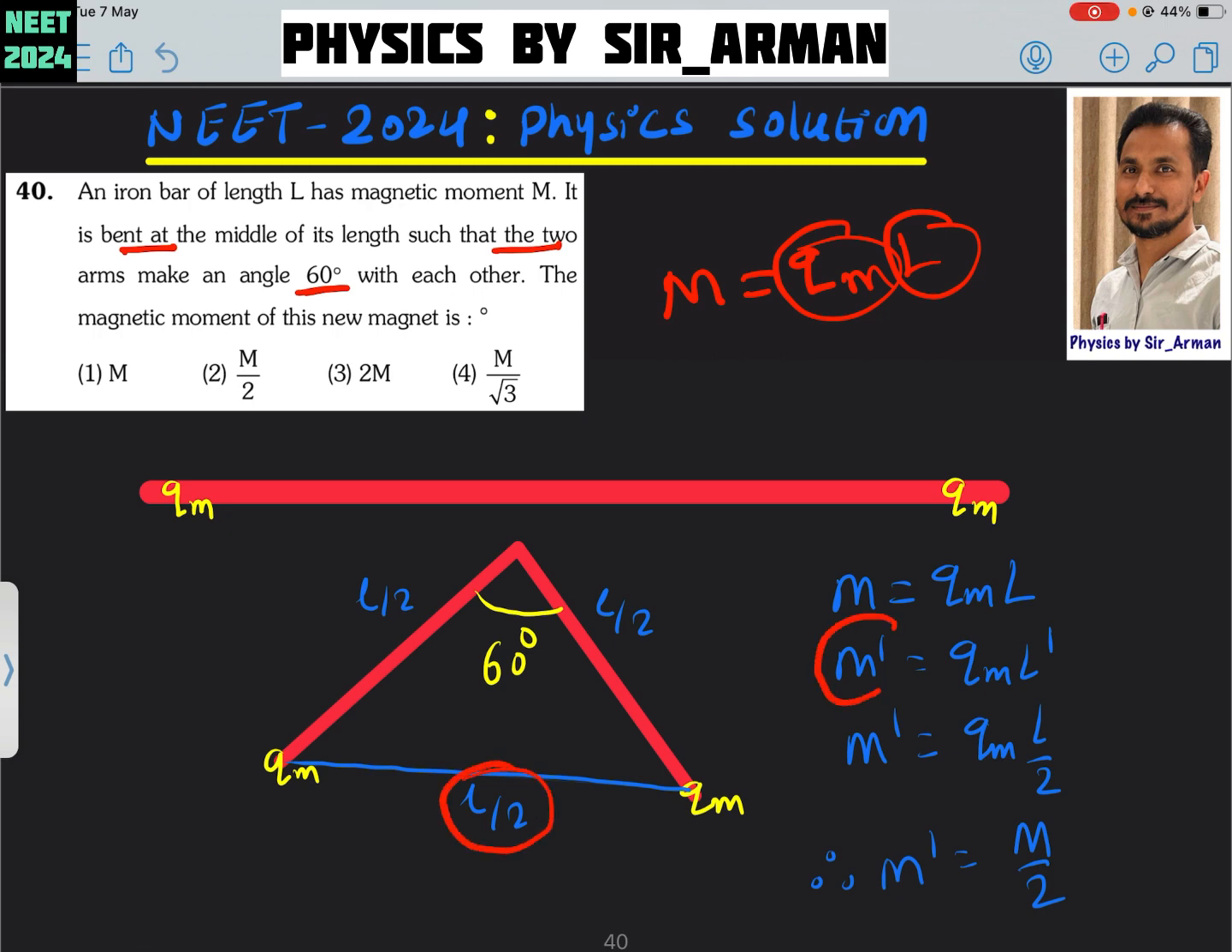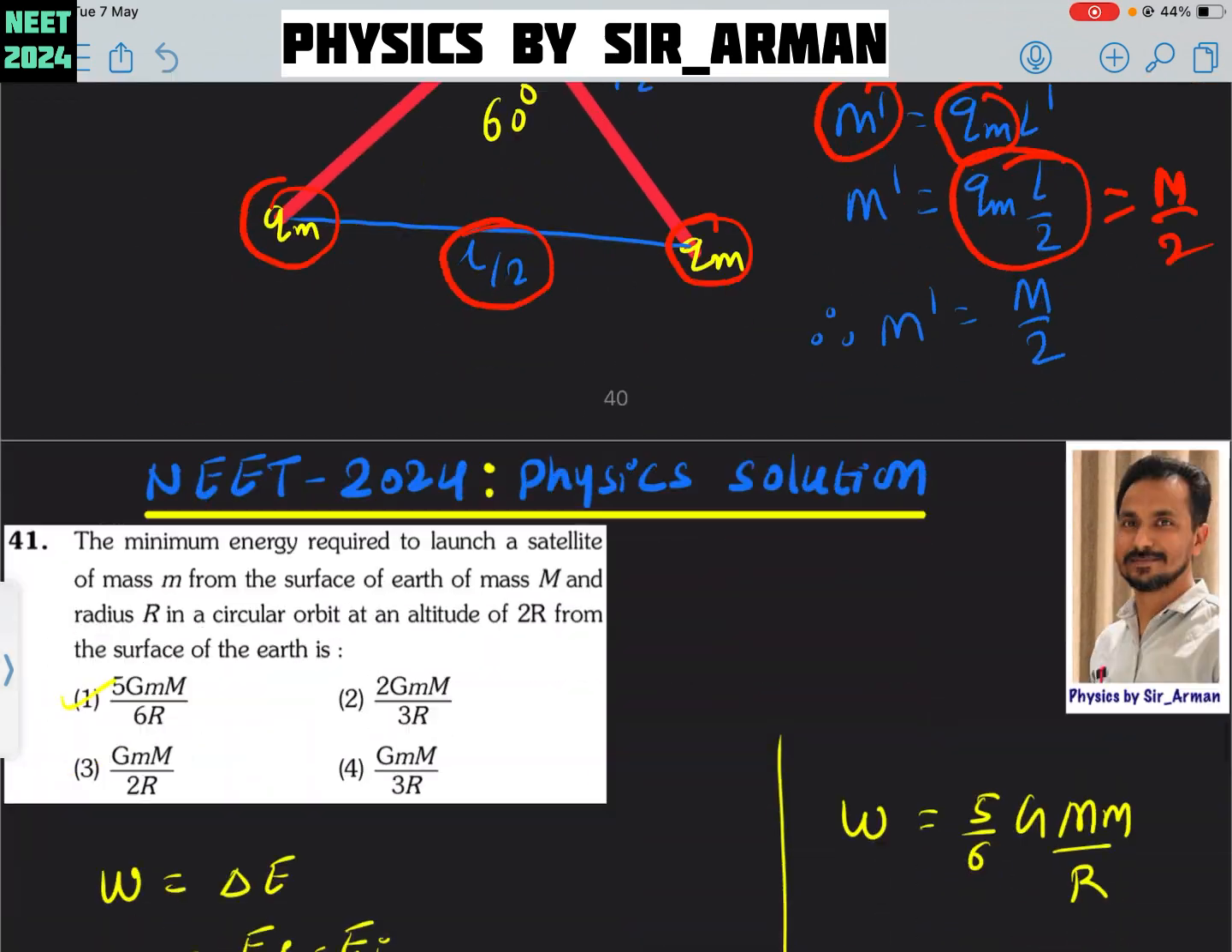So the new magnetic moment will be QM, because pole strength remains the same, but the separation between the two poles has now become L by 2. So it is Q into M by 2... that is, QL is nothing but the original magnetic moment, so it becomes M by 2.